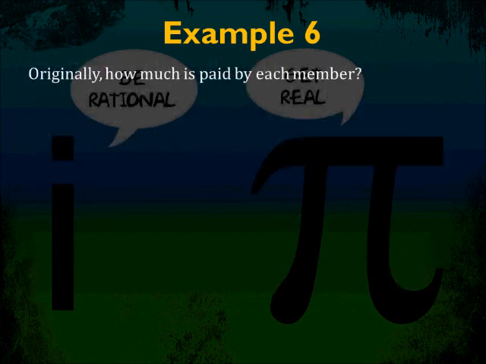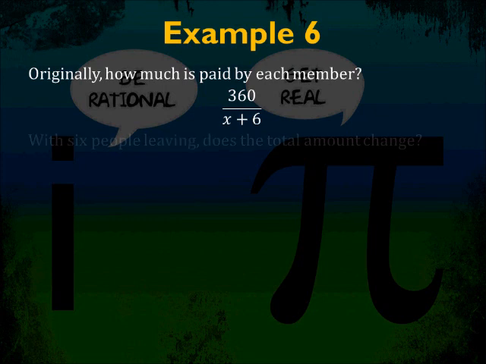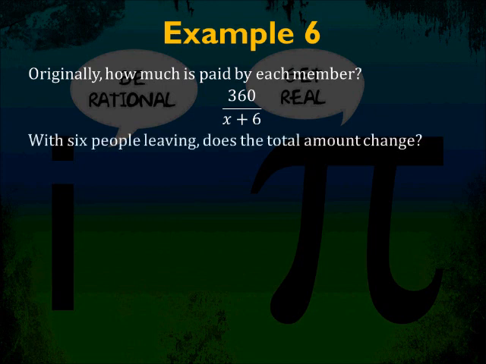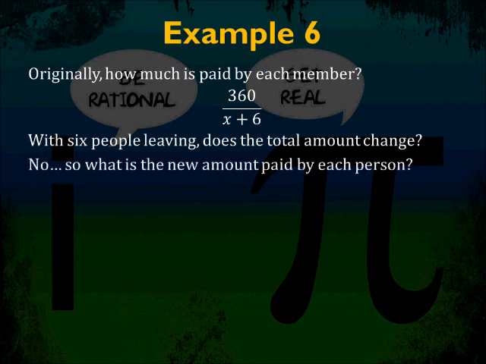So let me ask you, how much is paid by each member at the beginning? You take the number of dollars divided by the number of members at the start, which is 360 divided by x plus 6. Now, with 6 people leaving, does the total amount that they're spending change? It doesn't. So, what is the new amount paid by each member? Well, how many members do we have at the end? We have x, so our new amount paid per member is 360 divided by x.